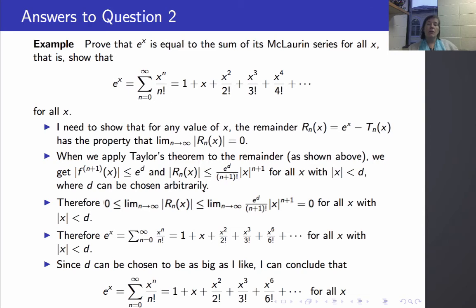So if I want to prove that e to the x equals the sum of its Maclaurin series for some particular x, then I just choose a d in the above proof which is bigger than the absolute value of x. And then I know that this equation holds true for all x's for which the absolute value of x is less than or equal to d, and this includes the particular x of interest to me.